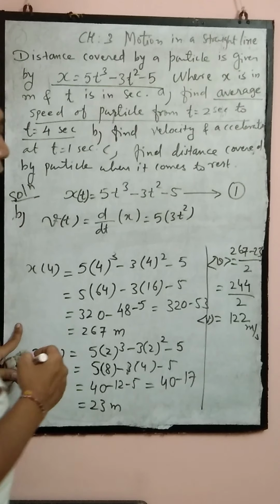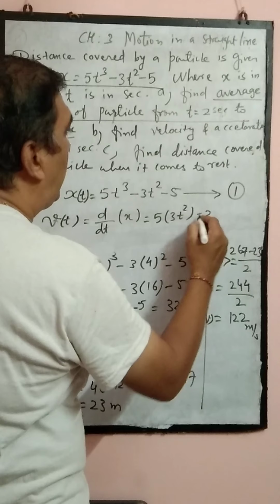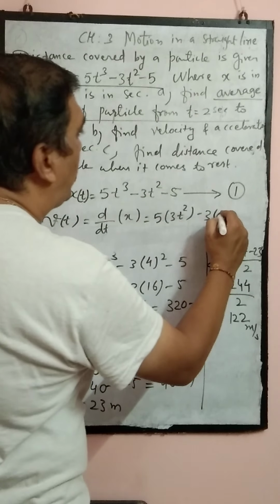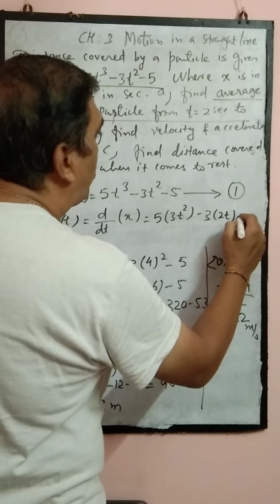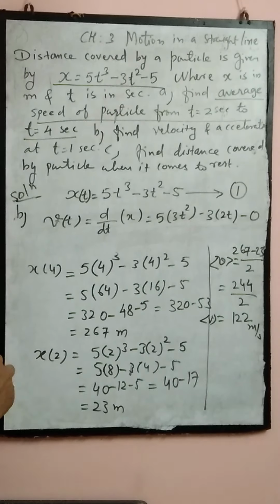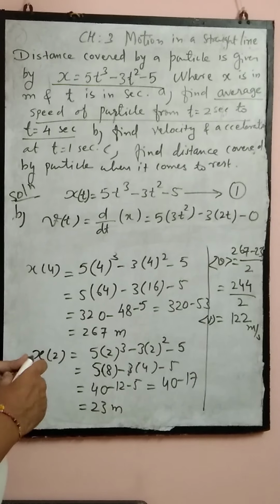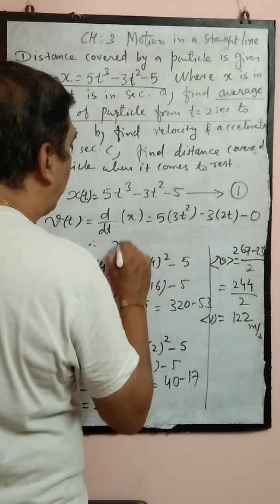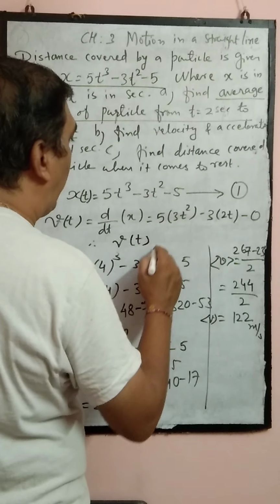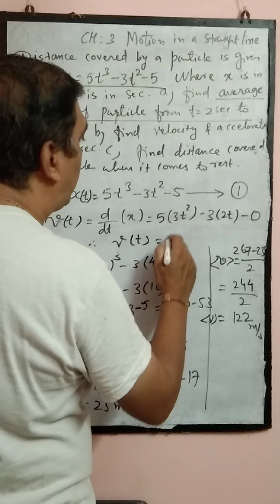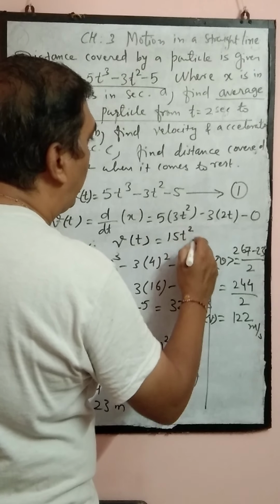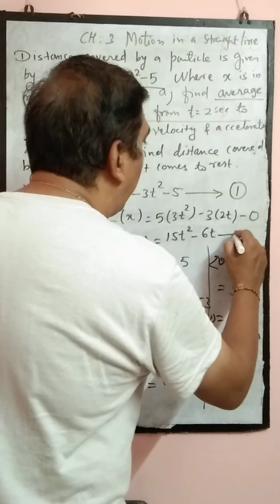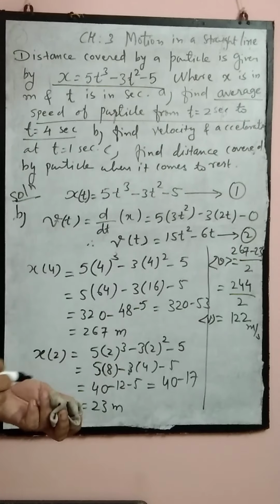So here we have 3t square, right? Minus 3 into what will we get? t square, what will it become? 2t, right? Minus 5. 5 is a constant number, we will get 0. Differentiation of that 5 is 0. So ultimately what will we get? Velocity v as a function of time can be written as 5 threes are 15t square minus 6t minus 0. Here we are giving this as equation number 2.